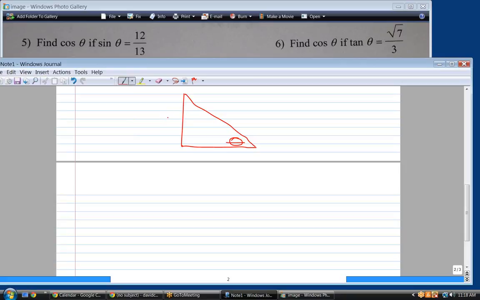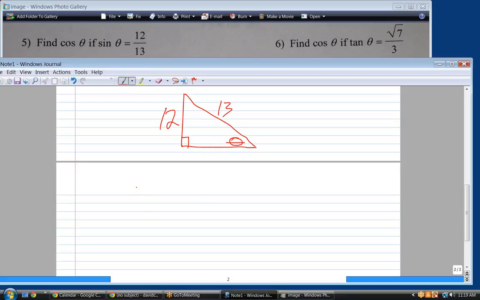What is this dimension here? 12. What's this dimension? 13. And now use the Pythagorean theorem to figure out your third dimension. You want to get really good at doing the Pythagorean theorem to solve a triangle. It's something you have to do a lot of in trig.